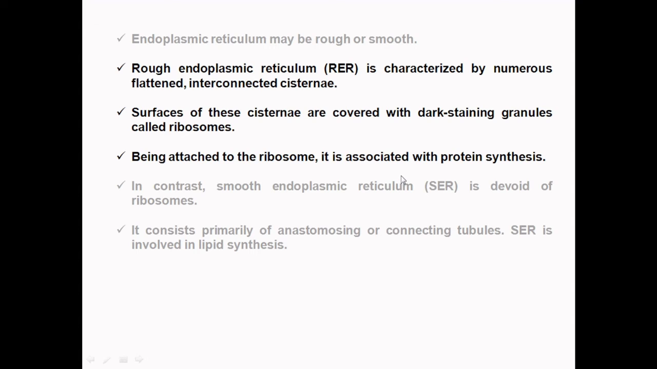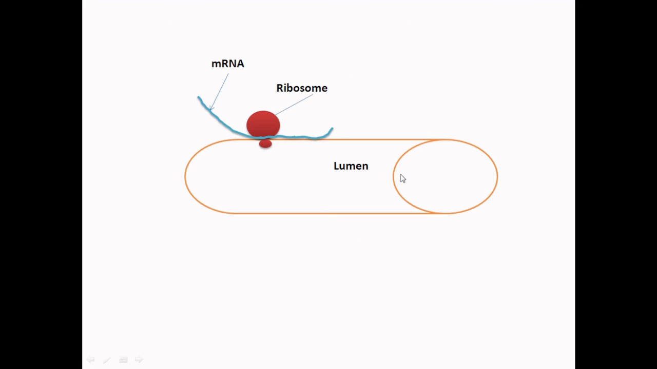And as it remains attached with the ribosome, which is one of the most important components for protein synthesis, it helps in protein synthesis. So rough endoplasmic reticulum is responsible for synthesis of the proteins. In contrast, the smooth endoplasmic reticulum is responsible for lipid synthesis, where ribosome is absent.